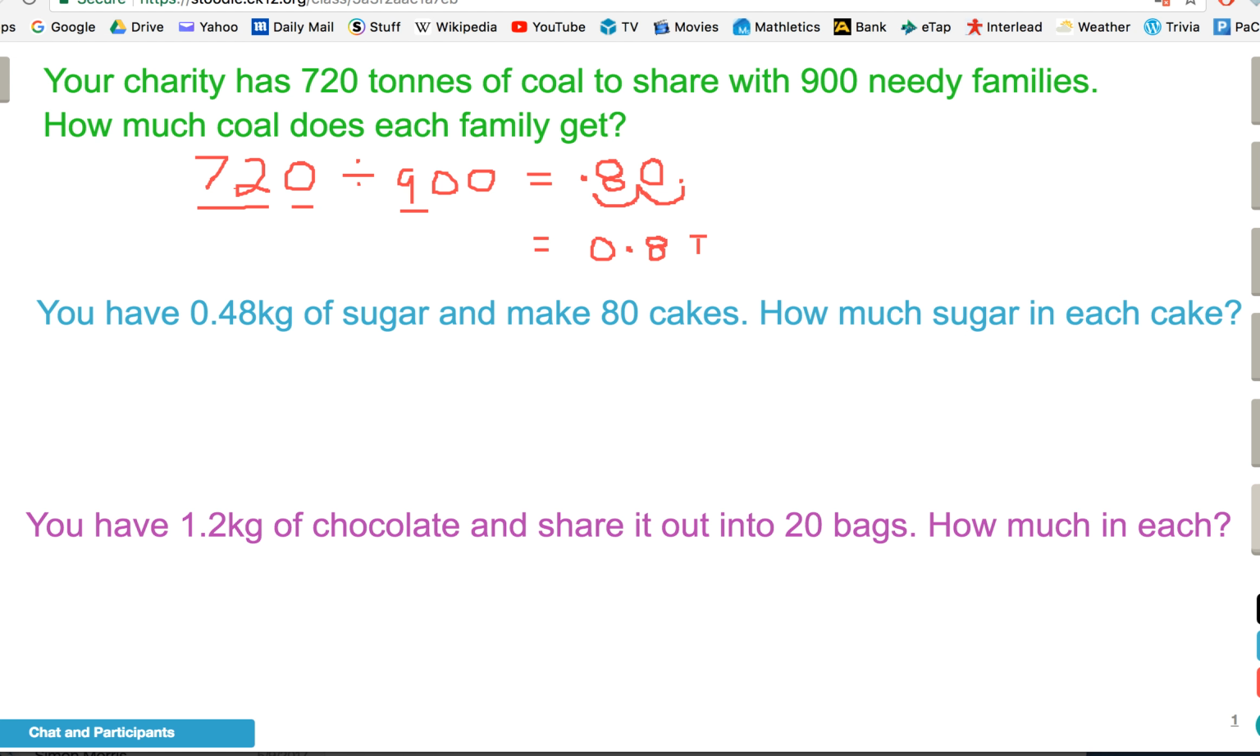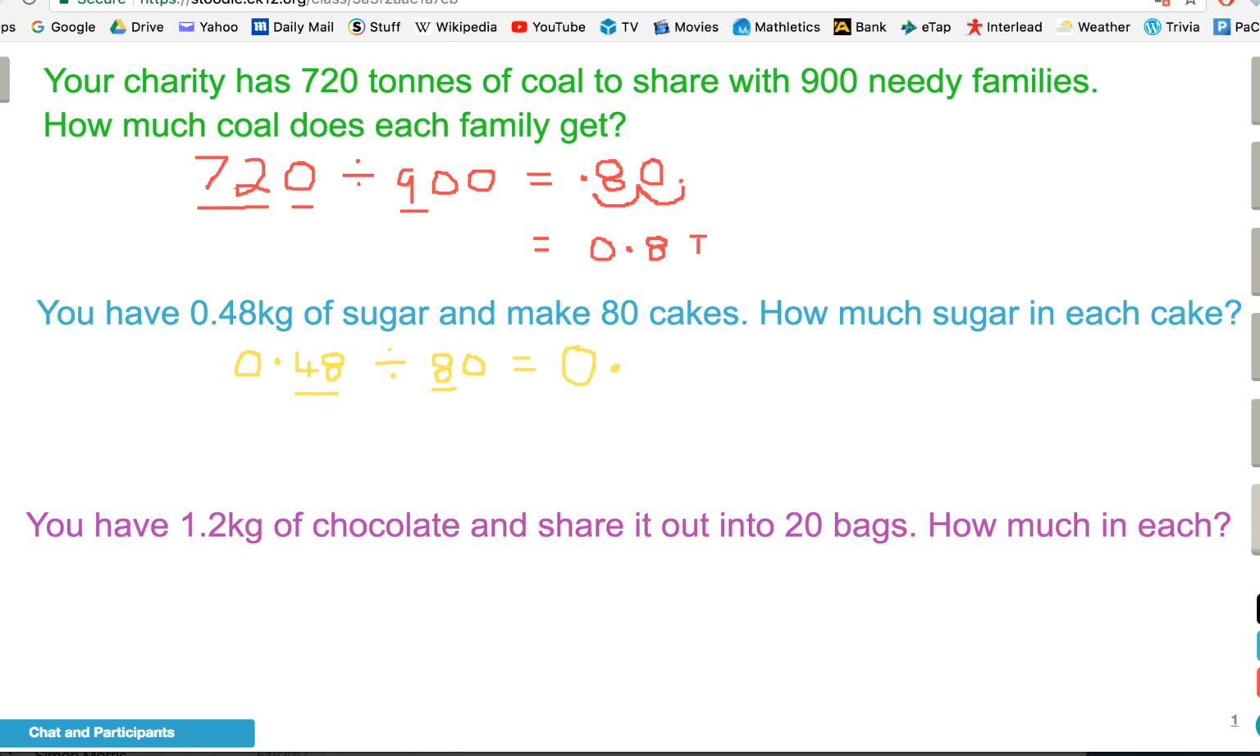The second question, you have 0.48 kgs of sugar and you're going to make 80 cakes, and you want to know roughly how much sugar would be in each cake. Okay, so there's 0.48 kgs of sugar being shared out into the 80 cakes. Maybe this is a health reason, you want to know that you're not having too much sugar each day. So you're going to use a basic fact. Hopefully, again, you can spot that your basic facts are coming into play here. 48 divided by 8 is a basic fact. Some of you will know already that 48 divided by 8 is 6.